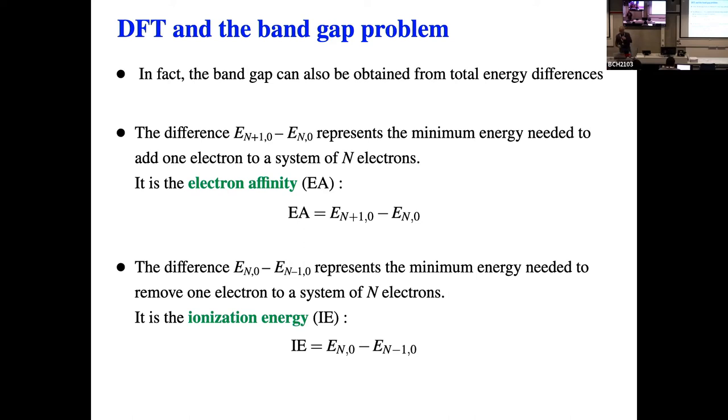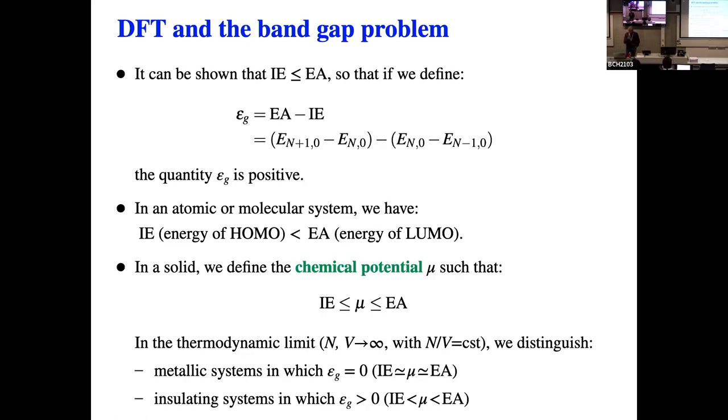In the same way, we define the ionization energy as the minimum energy that is needed to go from n to n minus one. Again, it's the energy of the system of n electrons in the ground state minus the energy of the system of n minus one electrons in the ground state. And we define a quantity Eg, which is the difference between the electron affinity and the ionization energy. So it's written as it is here, basically. You see that it's E(n+1,0) plus E(n-1,0) minus twice E(n,0). This quantity is positive, let me show.